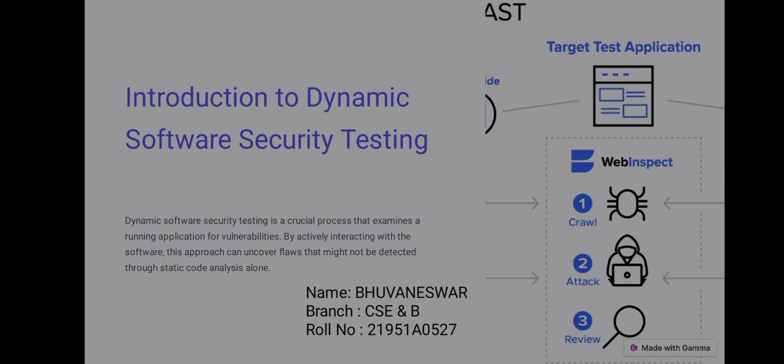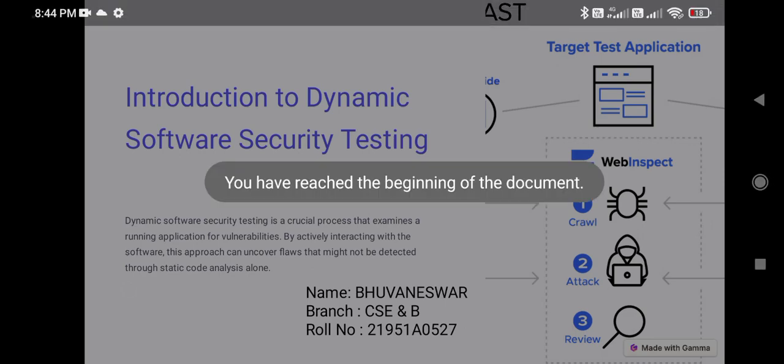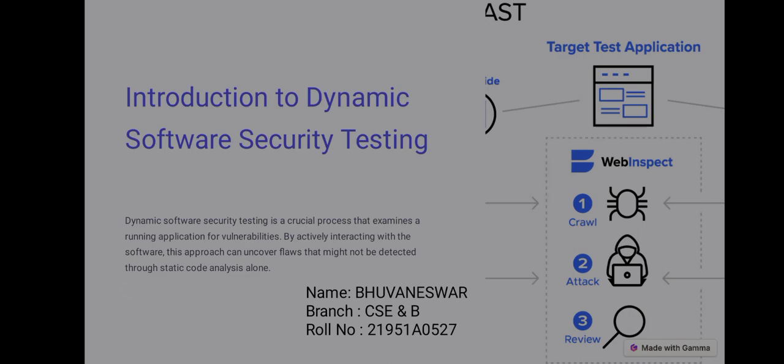Computer Science and Engineering. Today, my tech talk topic is Introduction to Dynamic Software Testing. Dynamic software testing is a crucial process that examines running applications for vulnerabilities by actively interacting with software. This can uncover flaws that might not be detected through static code analysis alone.